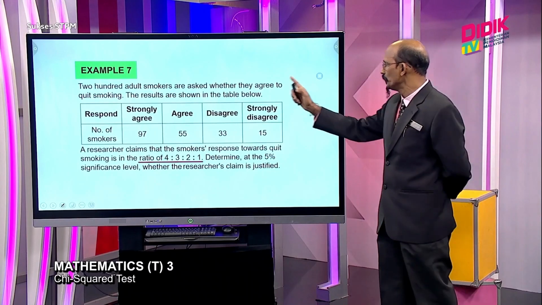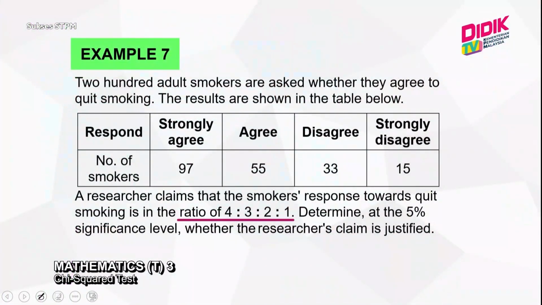So for one example, 200 adult smokers were asked whether they agree to quit smoking. The results are shown in the table. The researcher claimed that the smokers' response toward quitting smoking is in the ratio 4:3:2:1. That means this is the distribution, so this one comes under the goodness of fit test. Determine at 5% significance level whether the researcher's claim is justified, whether it's true or false.